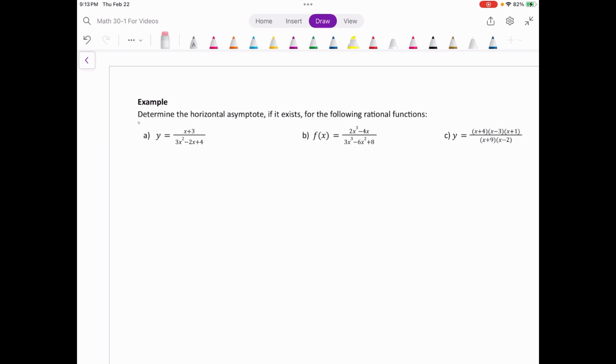So remember, the important thing to think about here is the degree of the numerator versus the degree of the denominator. Well, the degree of the numerator is 1, and the degree of the denominator is 2. So our denominator has a greater degree than our numerator. So what's going to grow faster? Our denominator, right? The numerator is not going to be able to keep up with this.